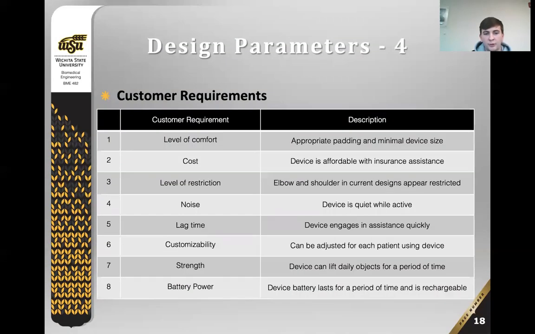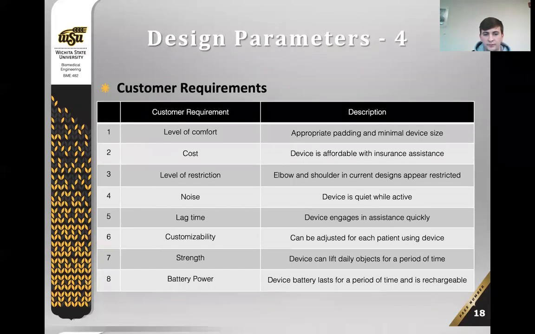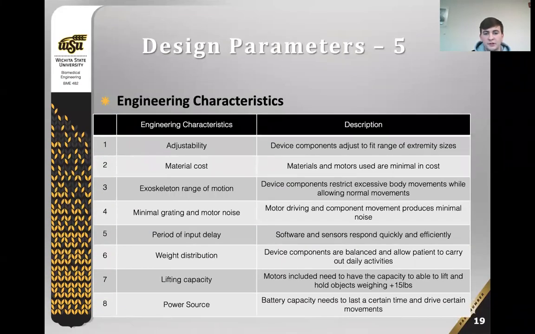As shown, we came up with 8 customer requirements, such as level of comfort, cost, and strength of device. Narrowing down their descriptions also took a little brainstorming session between a few of the group members, and they are provided here as well. The customer requirements led to the creation of the engineering characteristics, which are similar items, but the engineering characteristics consist of more technical wording. The tables have similarities, and they are analyzed using another problem-solving tool later in this presentation. But first, we will review the constraints.